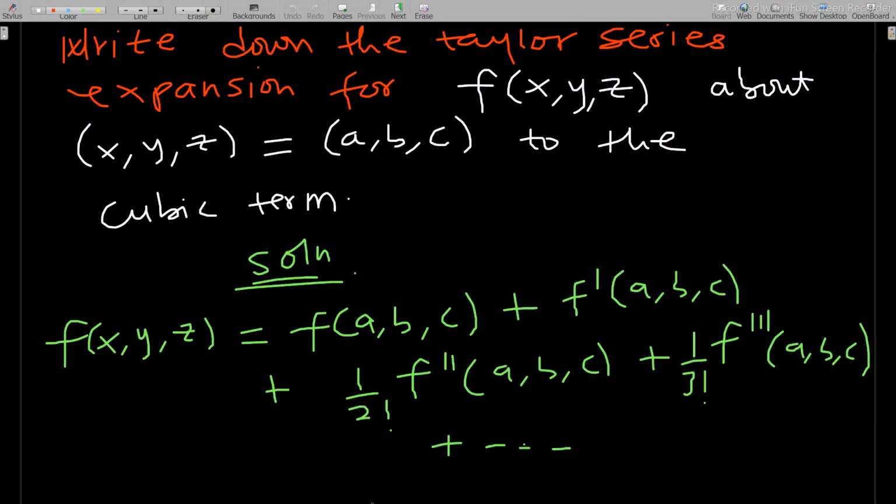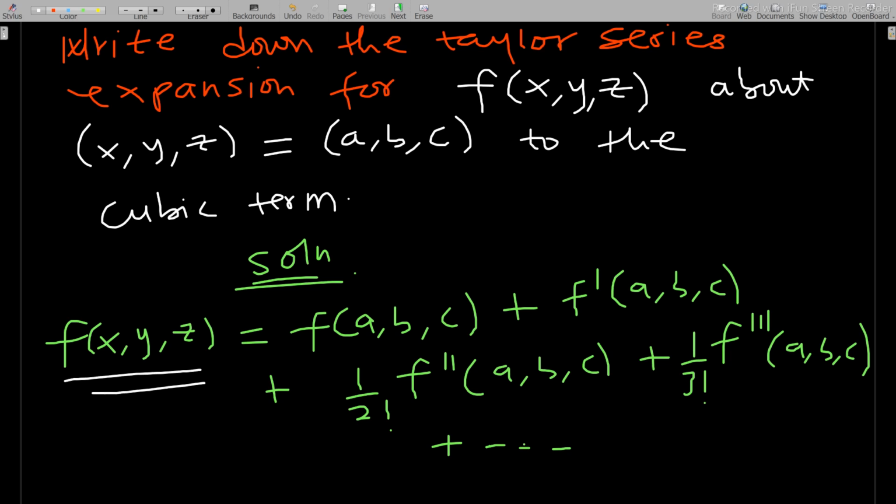Okay, so in this lesson, I will take you through how to find the Taylor series in more than one variable. This time you are considering a Taylor series involving three variables. Write down the Taylor series expansion for f of x, y, z about x, y, z equals a, b, c to the cubic term. So you're supposed to write it up to the cubic term. Now, this is how the Taylor series expansion looks like in the cubic term of three variables.